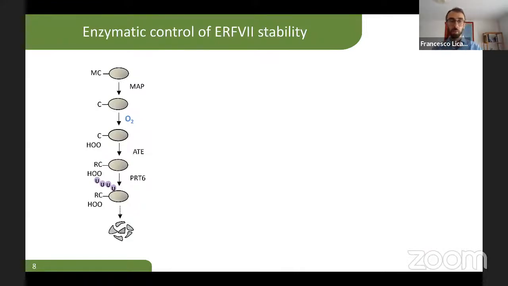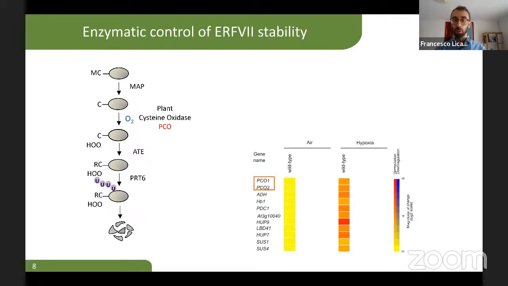A few years later, we also speculated that the oxidation event on the N-terminal cysteine might not be spontaneous, as previously suggested, but rather enzymatically catalyzed. We focused on a specific group of proteins at that time without a known function, which we putatively called plant cysteine oxidases. And we were in particular interested in two of them that are induced by hypoxia, and we suspected that they might create a feedback mechanism to repress ERFVII activity.